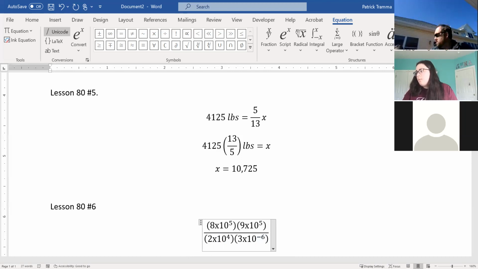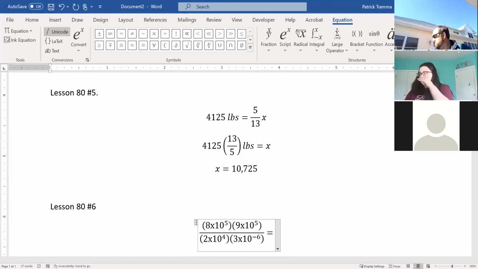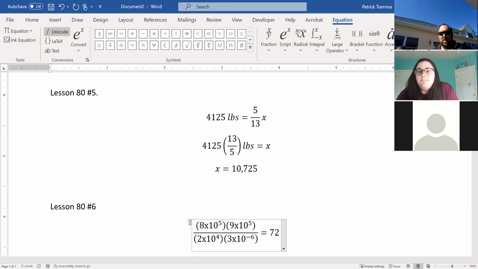Okay, now let's simplify them. I haven't done that yet because I didn't remember how we did that. Oh, that's easy. You just multiply the numbers together and then you multiply the factors of 10 together. So on the top, 8 times 9 is? What's 8 times 9? 72. Very good.